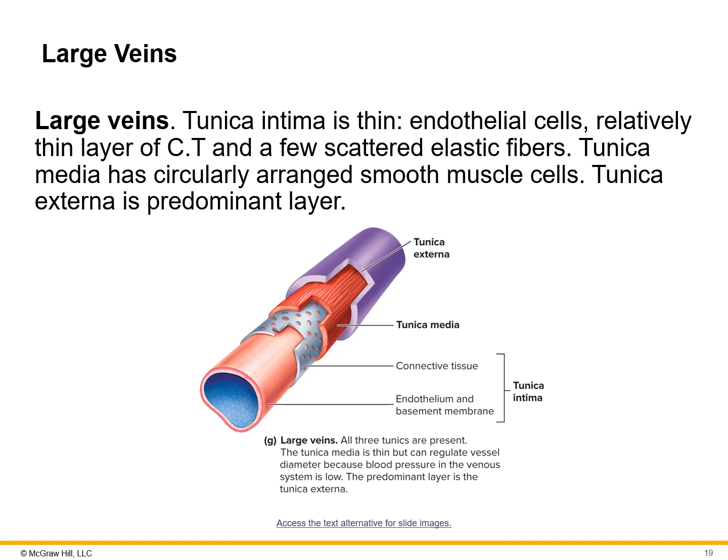And then finally our large veins, that tunica intima is very thin, so a thin endothelial layer, relatively thin connective tissue, but now we're going to add in those elastic fibers. So the tunica media is circularly arranged, and then the externa is the predominant layer, the thickest of the layers in those large veins.